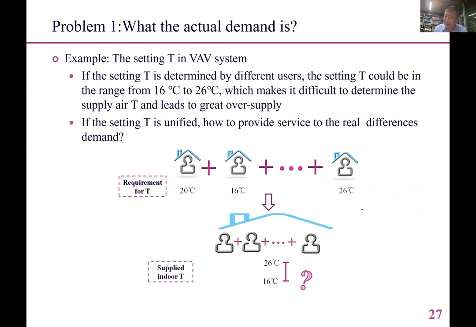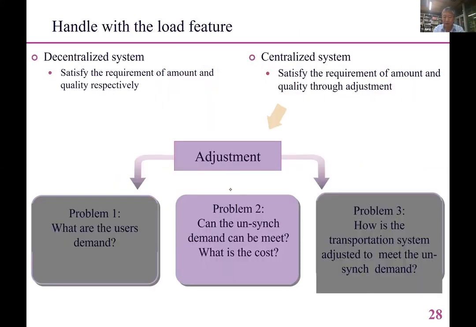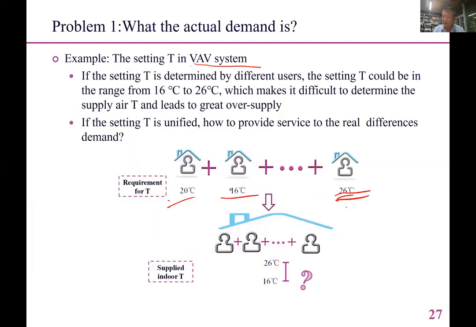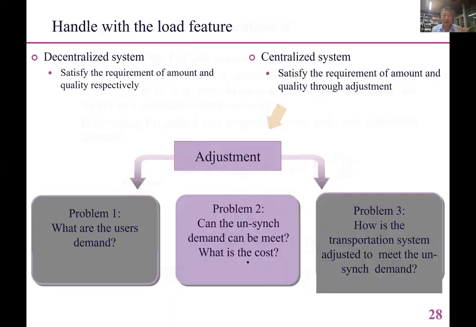If there is a central system, say a VAV system, some people need 26 degrees C, some people need 20, and there's one person who needs 16 degrees C, a very low temperature. What happened? The system has to try to meet this demand of 16 degrees C and make this supply air temperature, and then the rest of the rooms, the rest of the space, will have to make some adjustment or be in trouble. That's the demand.